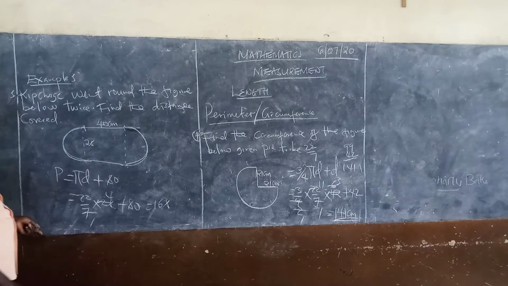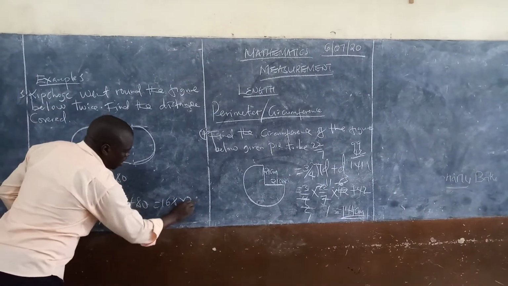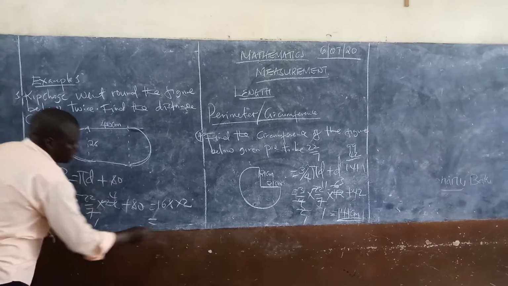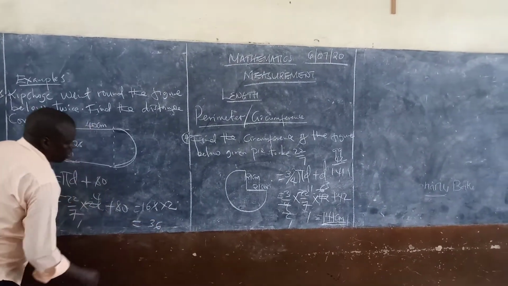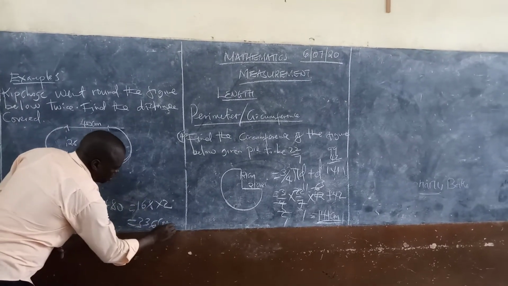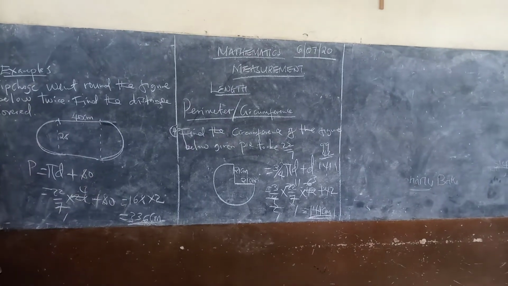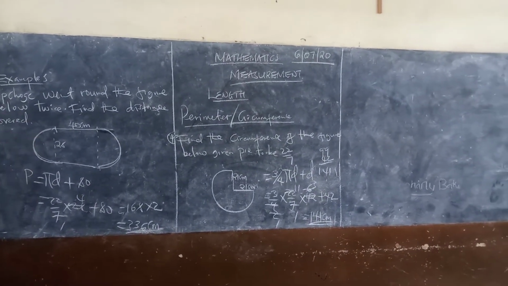The question is, this person went twice. So we multiply by 2, 168 times 2. That is giving us 336 centimeters. That is the distance covered by Kipchoge going around this figure twice.